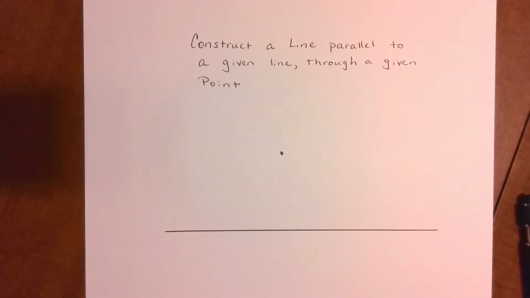This is Mr. Rowe. We're looking in Geometry Part A. This is Lesson 6, and we're going to look today at how to construct a line parallel to a given line through a given point. So we'll have the postulate listed in the lesson that goes along with this.